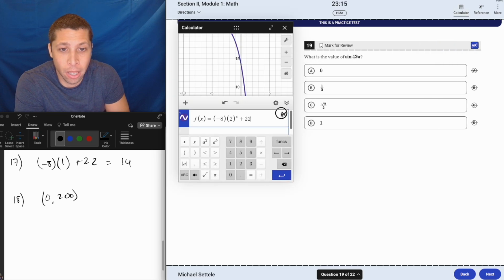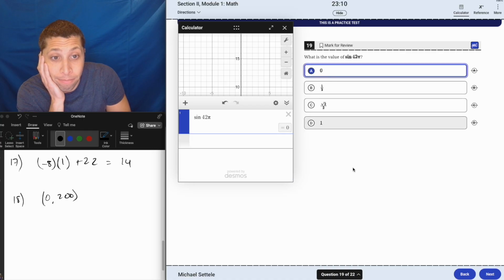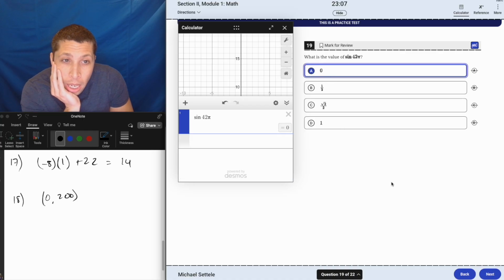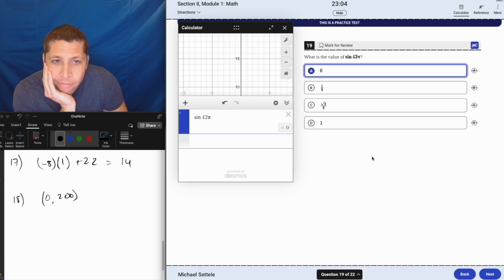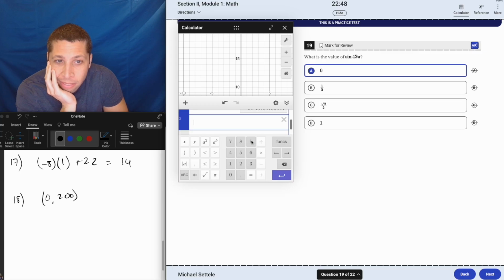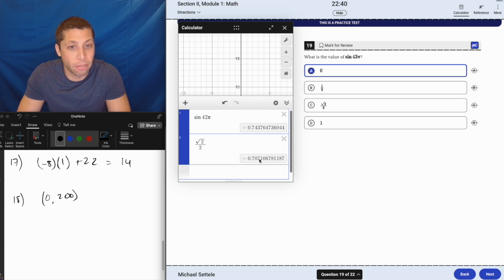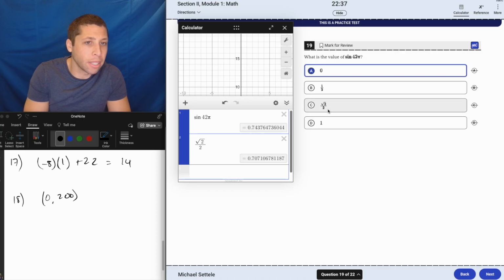I don't know. Let's find out. Sine of 42 pi is 0. I mean, the only thing you could think of is, what if they meant degrees? But obviously they don't, because if you look at settings, we're in radians. Now, if we were in degrees, we'd get a different answer, but that's not any of these. So square root of 2 divided by 2 is some other 0.7 number.